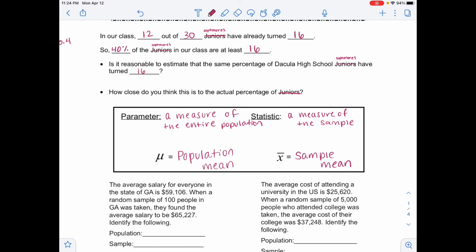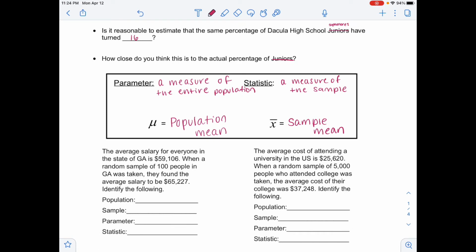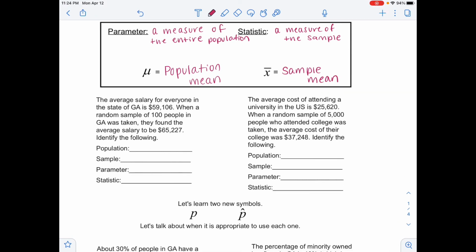All right, so let's look at some examples here that deal with these different vocabulary terms. The first one says, the average salary for everyone in the state of Georgia is $59,106. When a random sample of 100 people in Georgia was taken, they found the average salary to be $65,227. Identify the following.